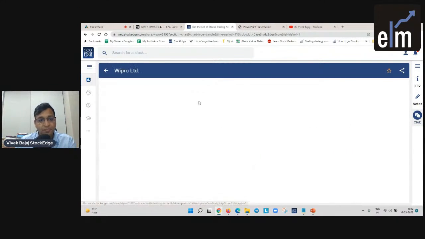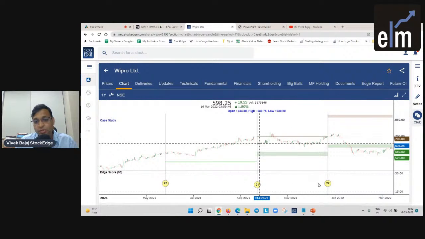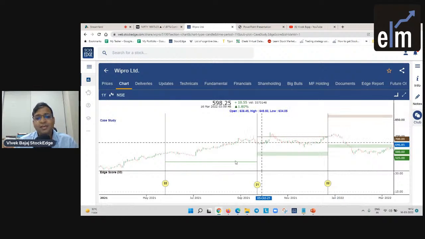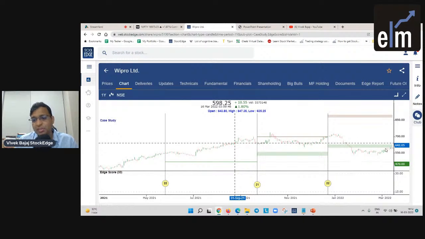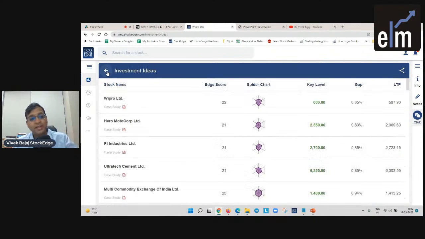So let me just click and get inside the Wipro chart. You see, 22, 21, 22. So Wipro as a company is decently rated, and it's around this demand zone. This is a green zone. So I will be comfortable buying this stock, again in an SIP mode.